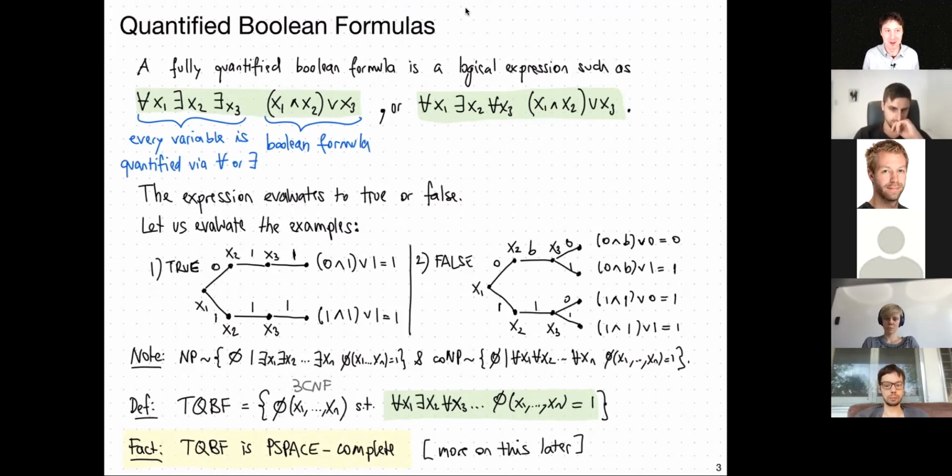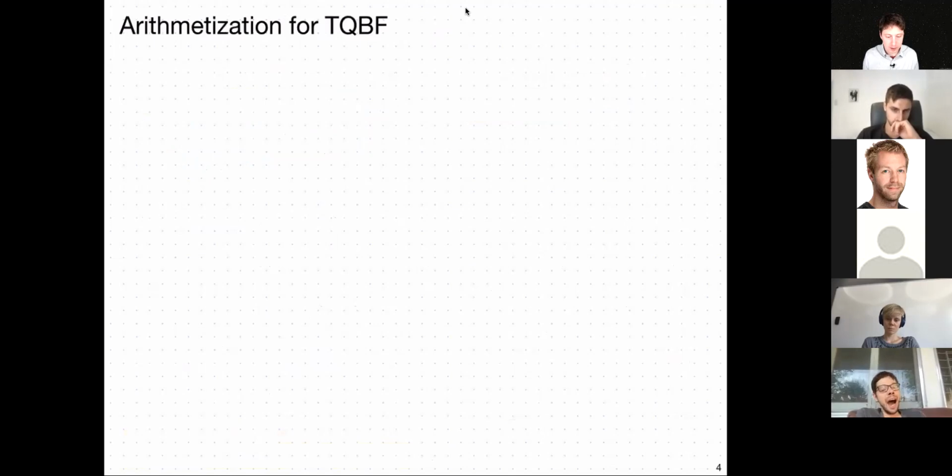Hopefully my audio is working. Great. So onwards. So now we have this TQBF. And that was our first step. And the second step is that we are interested to turn the Boolean logic problem of deciding whether a formula is a QBF is true or not into some question about polynomials.